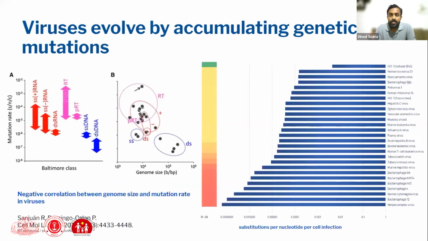Now, when you sequence the genome of an organism, what you're essentially looking for is mutations, or changes in the nucleotides in the genome. And different genomes, of course, have different rates of accumulating genetic changes. It is widely believed, and also estimated from genomes that are known in the public domain, that DNA viruses have a much lower rate of mutations compared to RNA viruses.